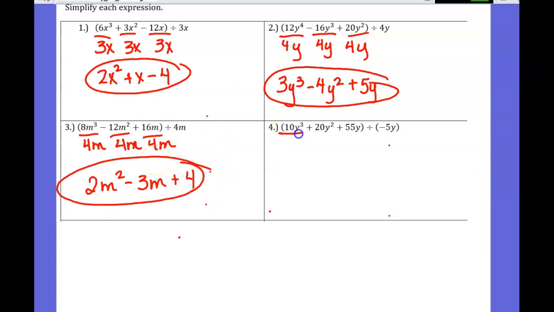Number 4, we're going to divide by negative 5y. 10 divided by negative 5 is negative 2. Y would be to the second power. 20 divided by negative 5 would be negative 4, and our y would be to the first power. And then 55 divided by negative 5 would be negative 11, and the y's would cancel out.